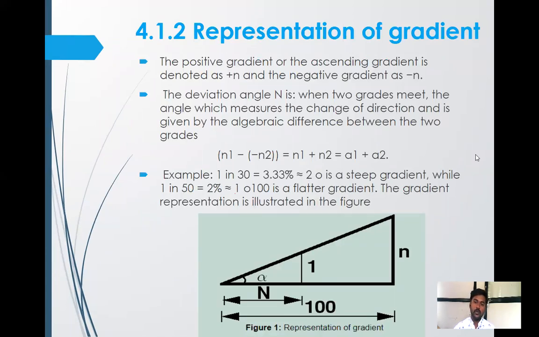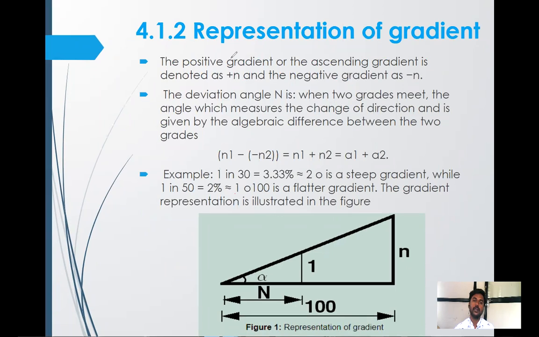Representation of the gradient: how we present the gradients. A positive gradient or ascending gradient is denoted as plus n. See here how we represent the gradient. Whenever there is a positive or ascending gradient like this, it will be taken as plus n, and whenever there is a negative, descending gradient like this, it is taken as negative. If it is ascending, it is taken as a positive gradient.